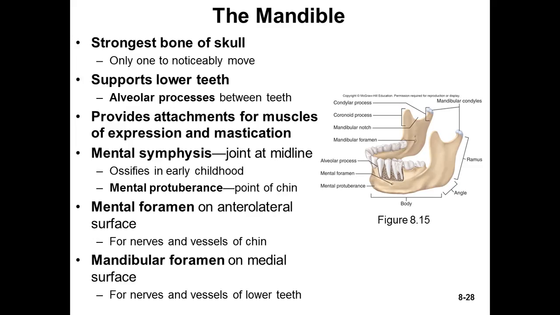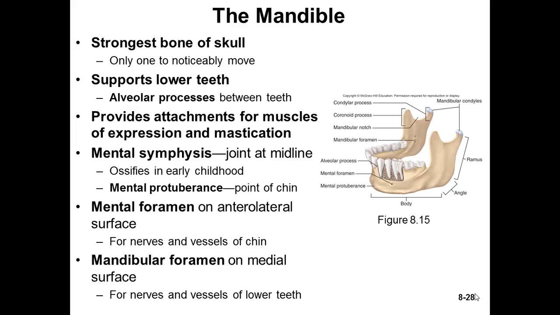And there are three parts: the ramus, the angle, and of course your body. You also have the mental symphysis. If you look at the mental protuberance in babies, it kind of looks like they have two mandibles, because the mandible has not completely ossified yet, and it looks like they have a right and left side. The mental protuberance is just the point of your chin. The mental foramen carries sensory information from the lips and chin to your brain as well.